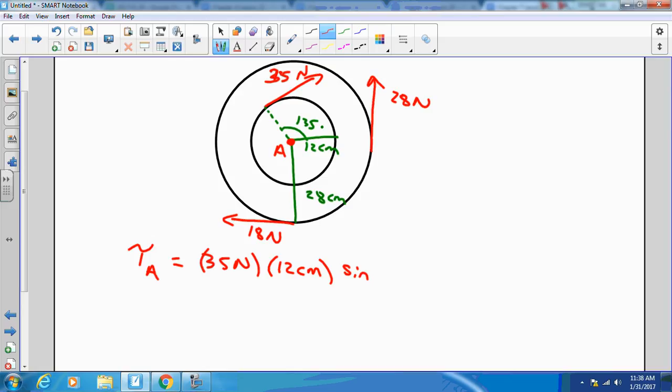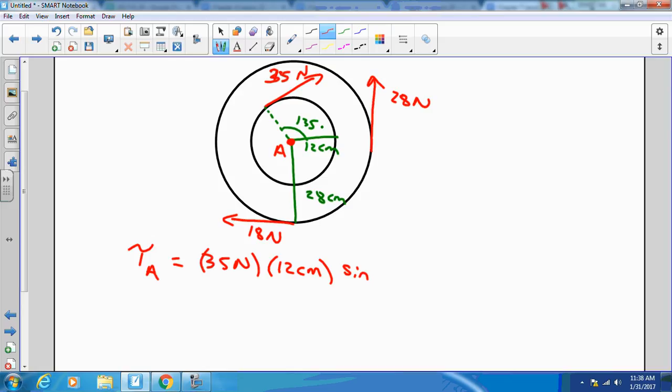Because this angle mentioned here is 135 degrees, it's tempting to go, oh, that's my angle. Oh, put it right in there. But the angle in the sine of theta is not the first angle you see on the page. It is the angle between the distance and the force. The distance is the radius, and the force right here is tangent to the circle.